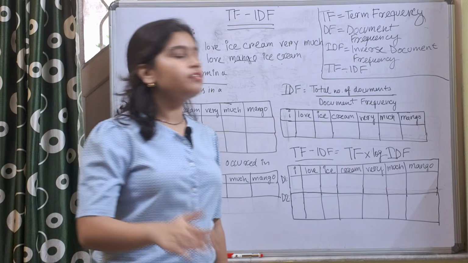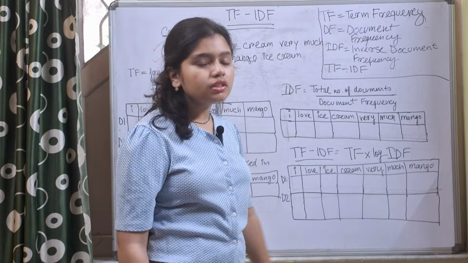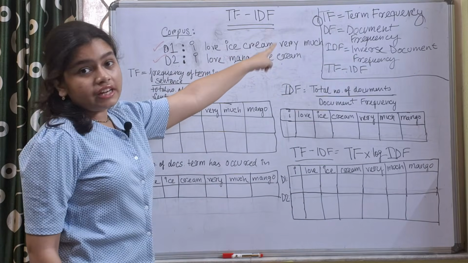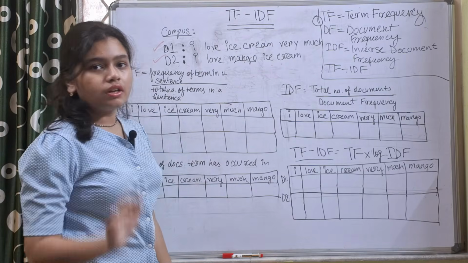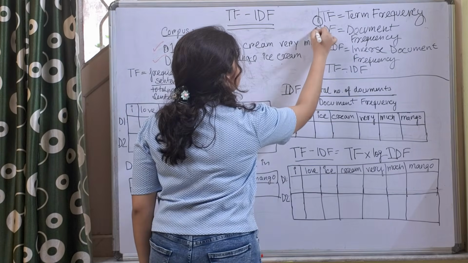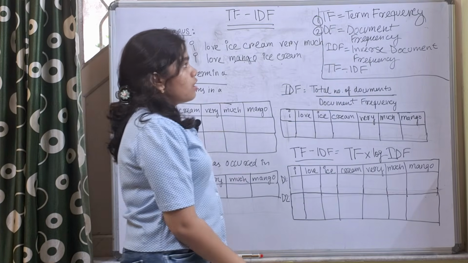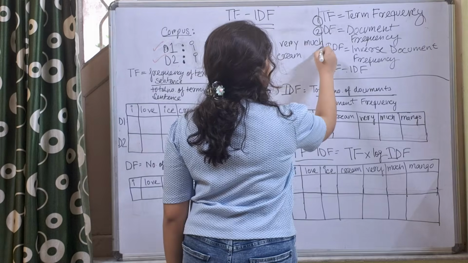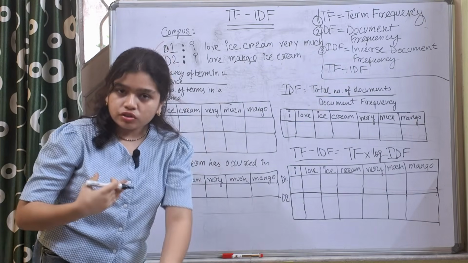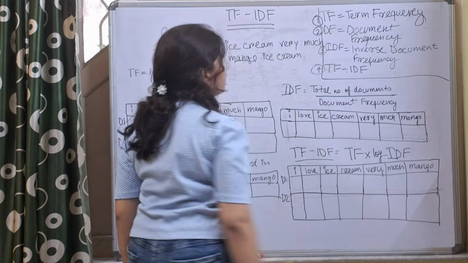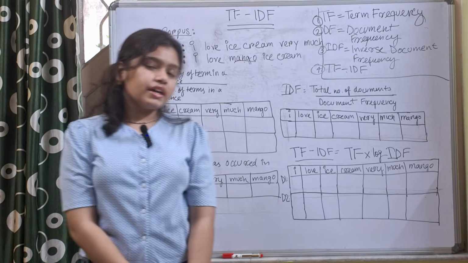Now TF-IDF has certain terminologies. First, we are going to find out TF, that is term frequency. Then we are going to find DF, that is document frequency. Then we are going to find IDF, which is inverse document frequency. And then lastly, finally, we are going to find out the TF-IDF.